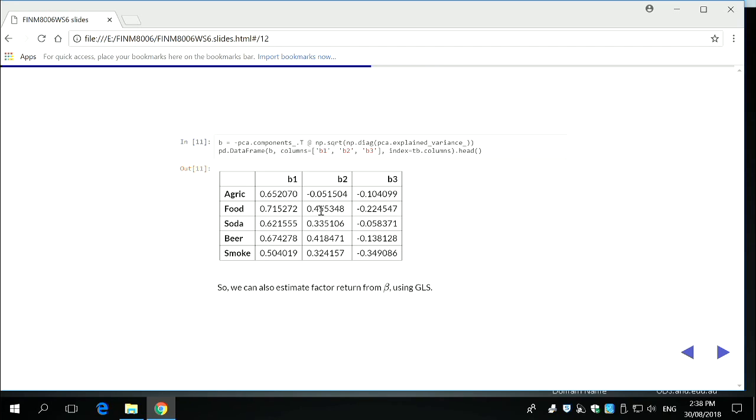Anyway, another approach is that we can extract the factor returns by first estimating the beta, then using the cross-sectional regression to estimate the factor returns.